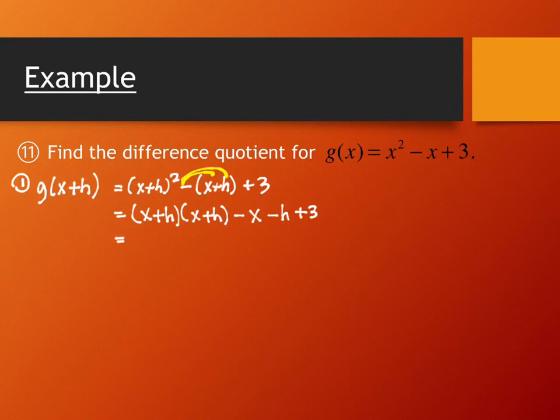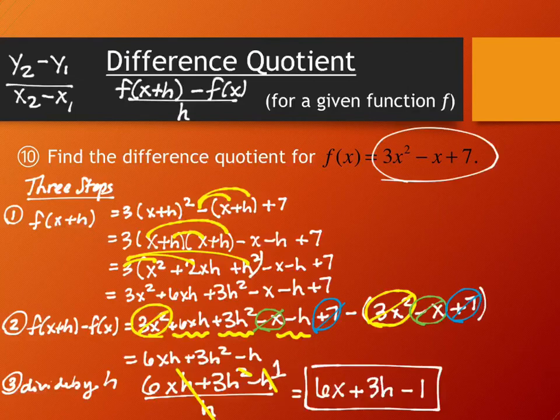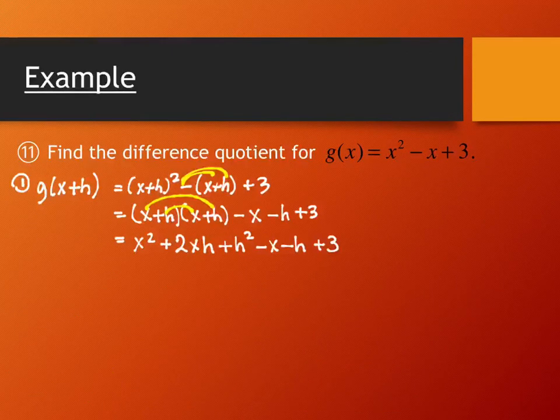Now, the parts that are in parentheses still are going to be multiplied, FOILed out, or distributed out. X times x is x squared. The outside is xh, the inside is xh. Xh plus xh is 2xh. The last term, h squared. And I have negative x, negative h, and positive 3. That's it for step 1. It's actually a little shorter than step 1 over here because step 1 over here had a 3 on the outside and we simply don't have a coefficient on the outside this time.